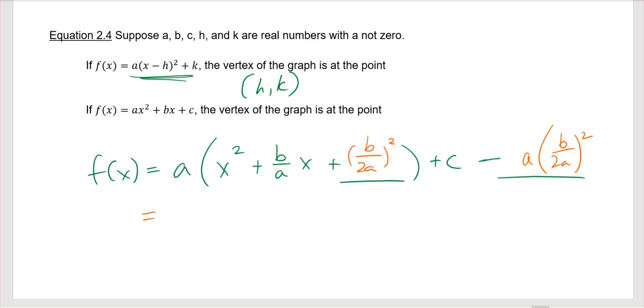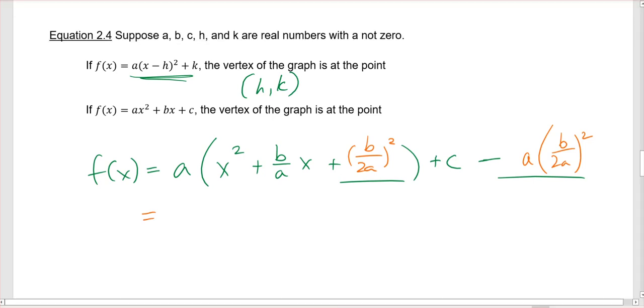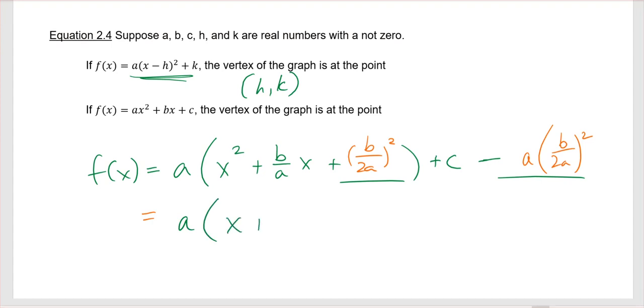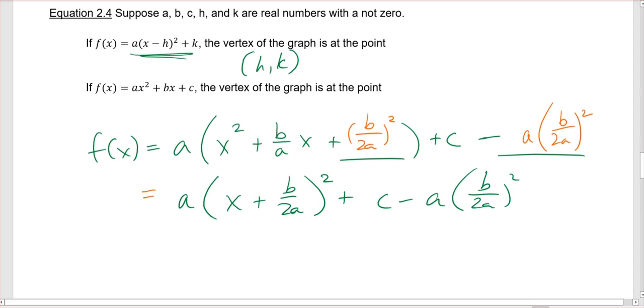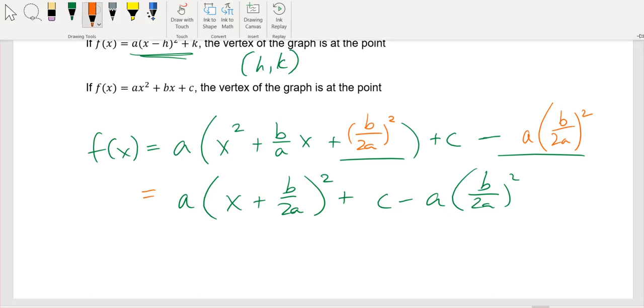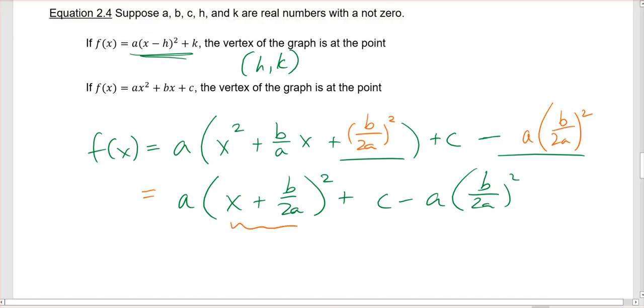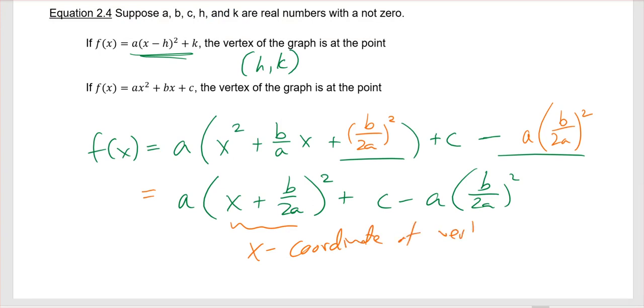And now we have a completed square. And we can write it as such. So we got A times this junk, so that would be x plus B over 2A squared, plus then this stuff. So we've got C minus A, and then B over 2A squared. Okay, so what is super convenient about this is that we have the x-coordinate of our vertex. So the x-coordinate of the vertex is going to be negative B over 2A.